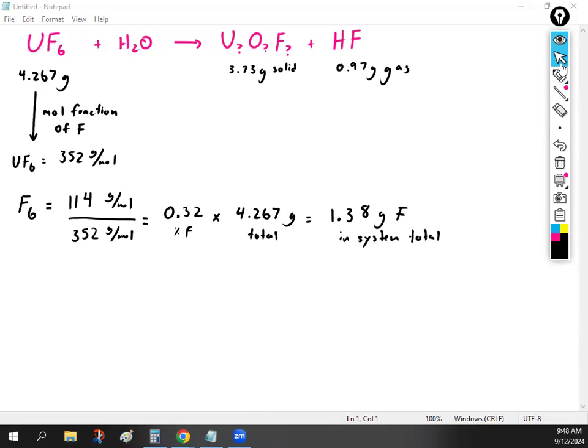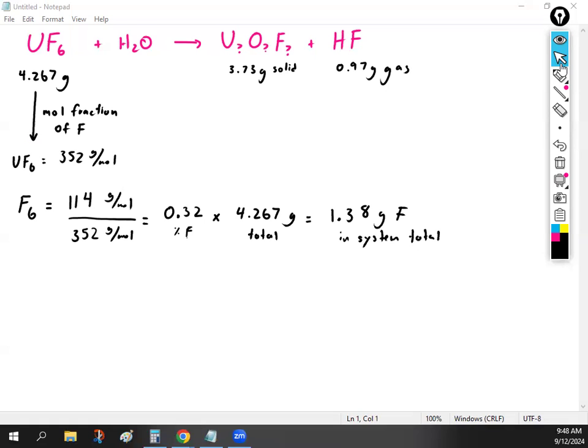All right, so that's the hardest part, finding the mole fraction. And then after this, it's pretty simple. It's just making some observations and doing a quick calculation. But any questions on how we got to this right here? Finding the total amount of fluorine in the system.